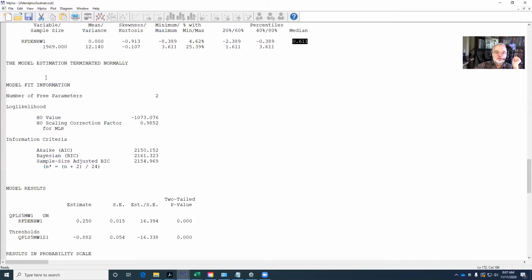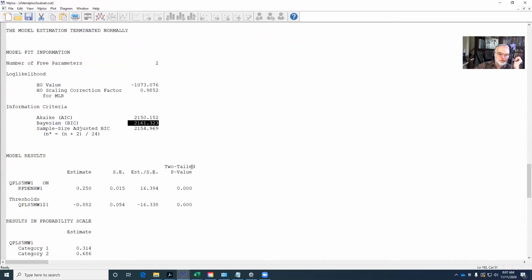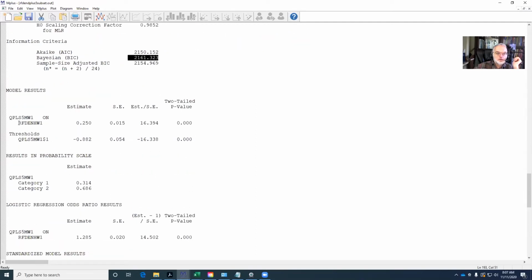Downstairs, we have our fit functions here. So the log likelihood you would report, generally speaking, the BIC has been a statistic that we've talked about that we can report. And in here we have the prediction of the dichotomous dependent variable from the continuous, and this is my unstandardized value. And here's my threshold.